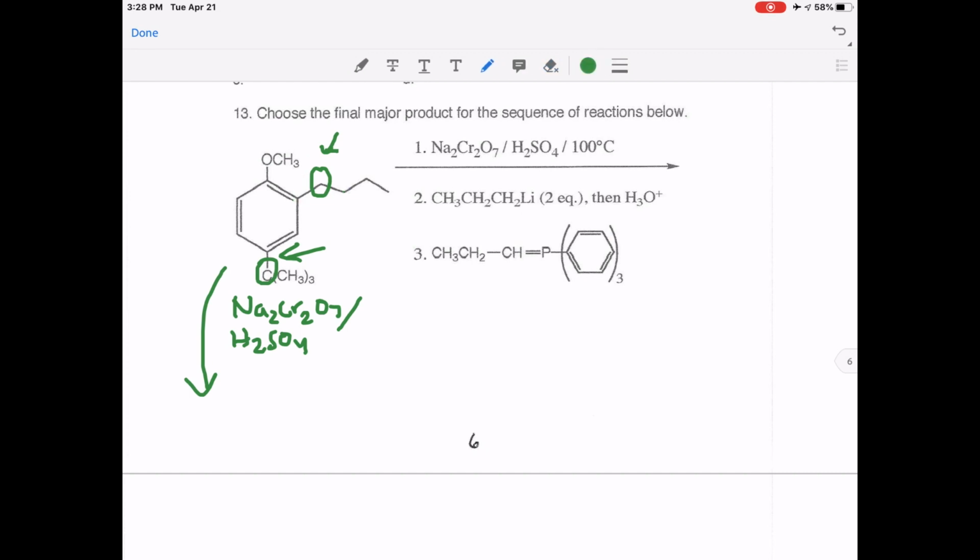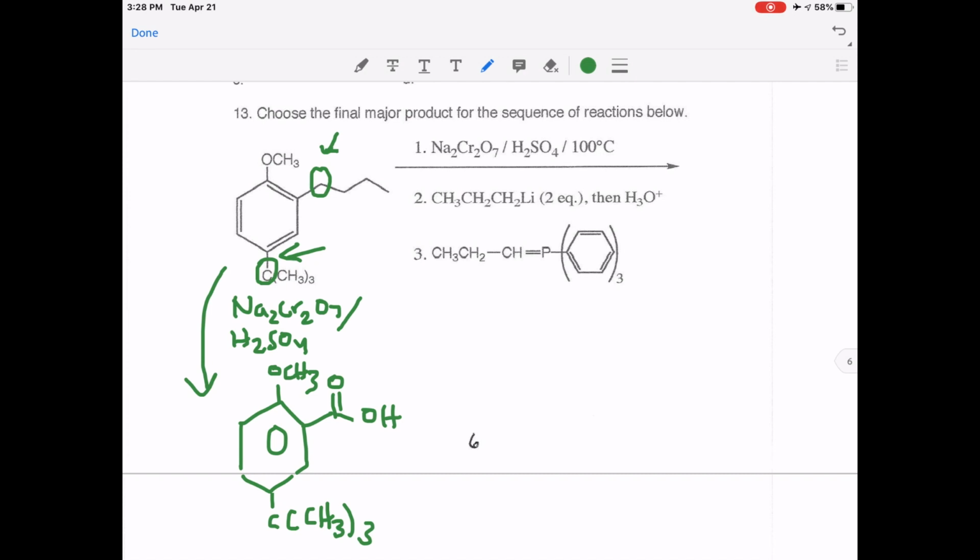So if we do that, then we get this product. We get the carboxylic acid, because since the Jones reagent is a very strong oxidizing agent, it oxidizes that alkane all the way up to the carboxylic acid.